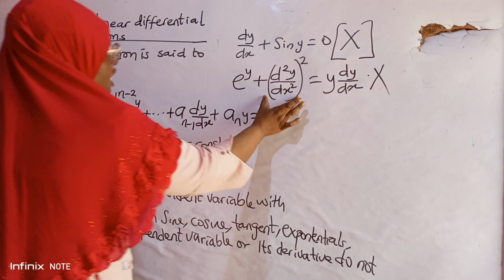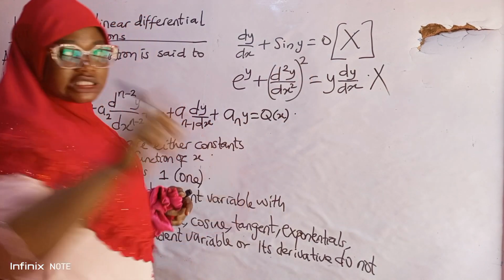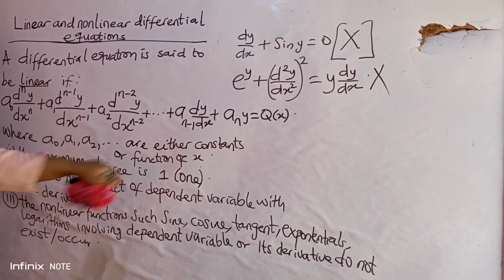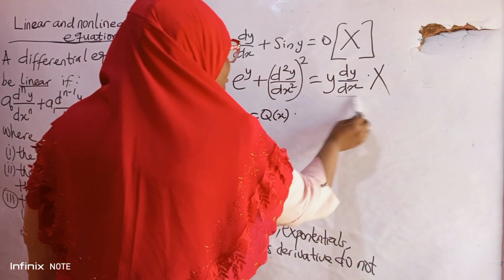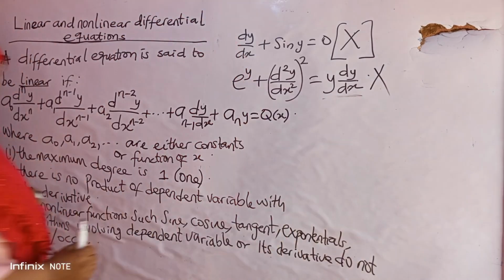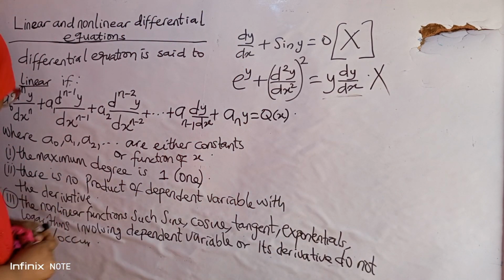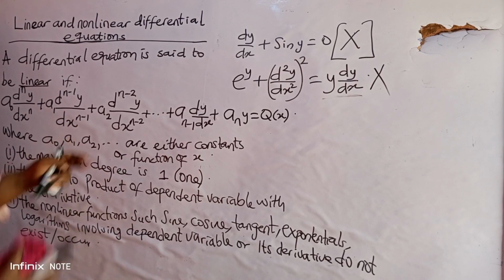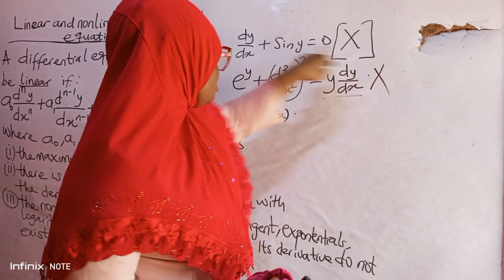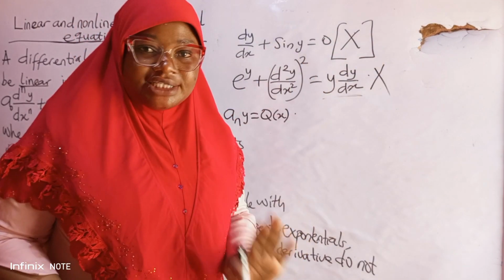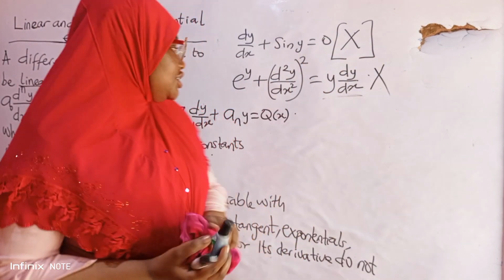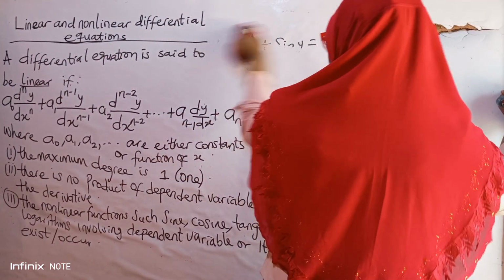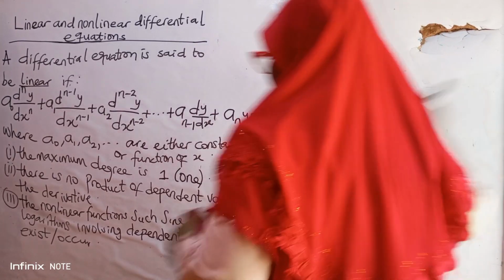Then the maximum degree must be 1. So this one has violated rule number 1. This one violated rule number 3. So if rule number 1, rule number 2, or rule number 3 are violated, that means it is not a linear differential equation. Okay, we are saying they are not linear.